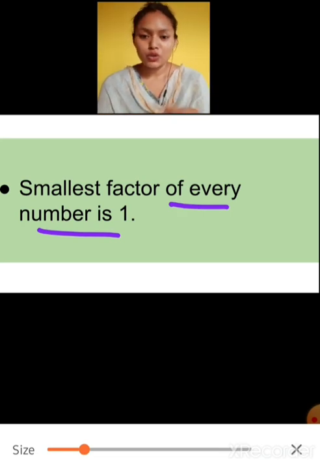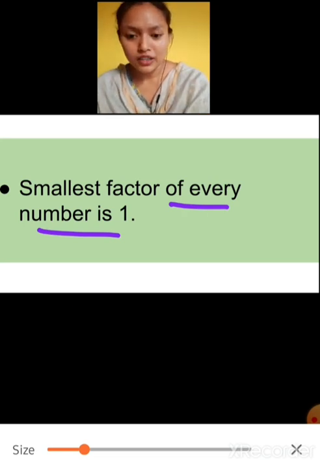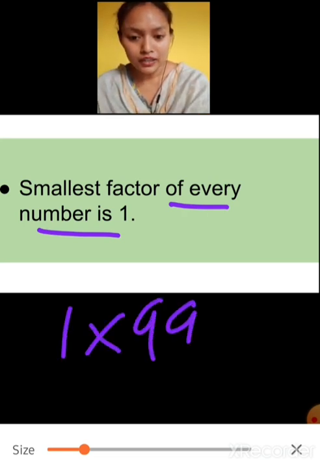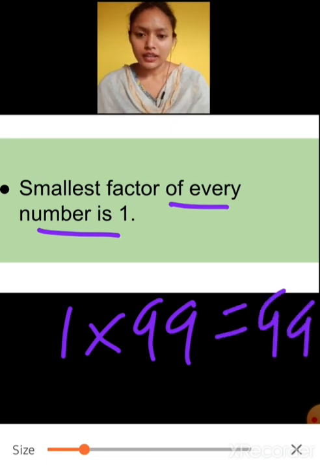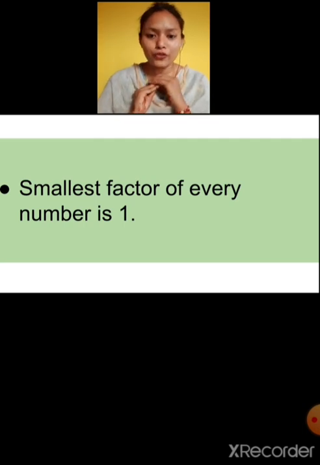1 1 is 1, 1 2 is 2, 1 3 is 3, 1 4 is 4, 1 5 is 5, 1 6 is 6. Means in the ones table all numbers come. If I say 1 multiplied by 9, it will be 9, like this. So 1 is a factor of every number.